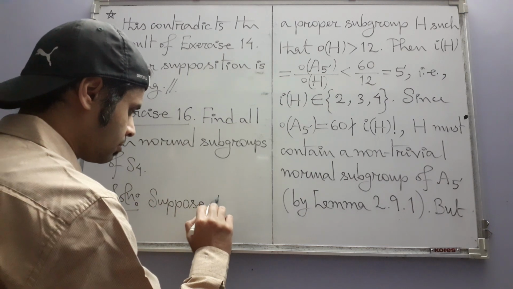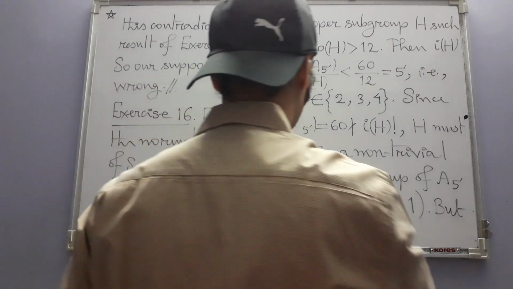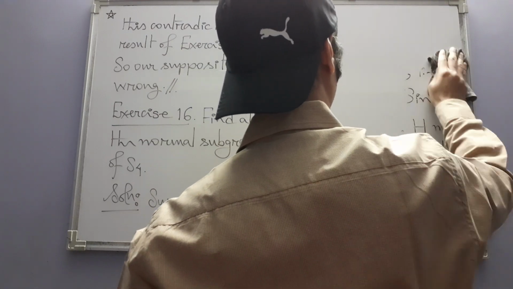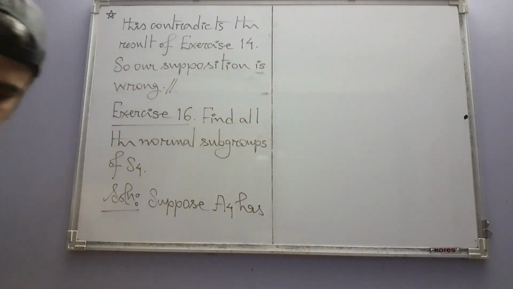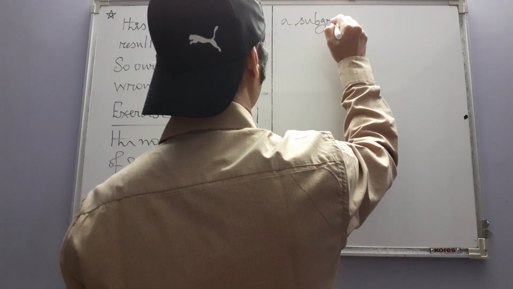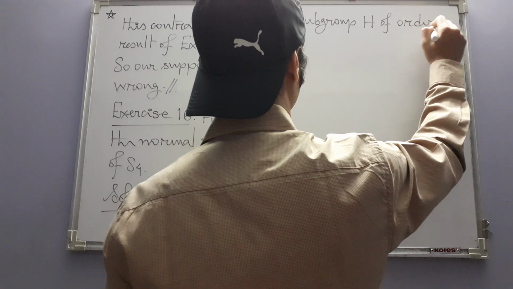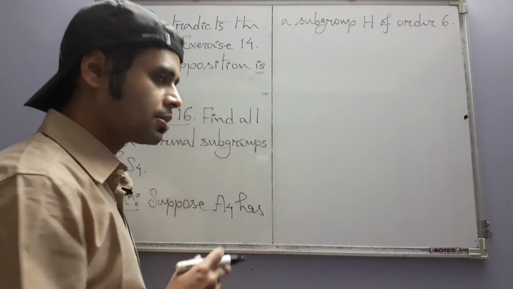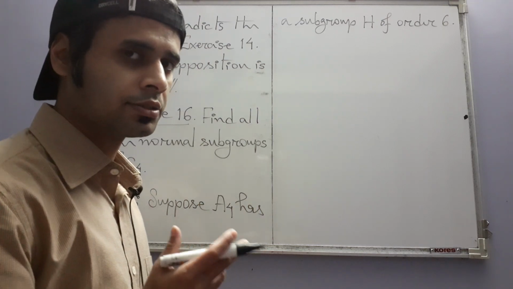So we start like this. Suppose A4 has a subgroup H of order 6. Say there is one such subgroup. Now there are two possibilities, either H is abelian or it's non-abelian. Let's see what happens if we assume that H is abelian.